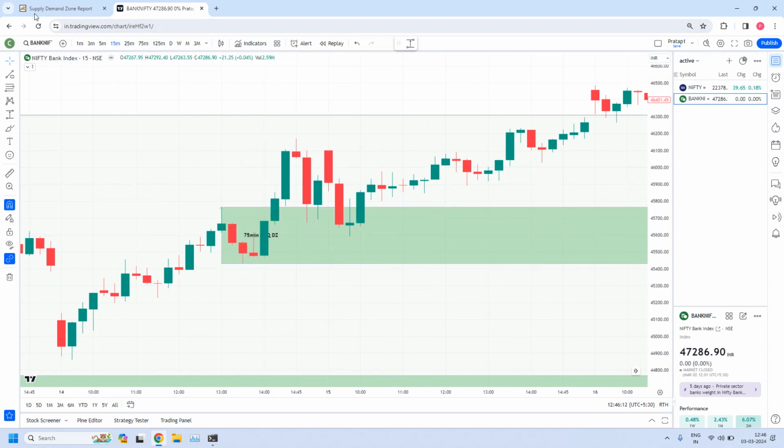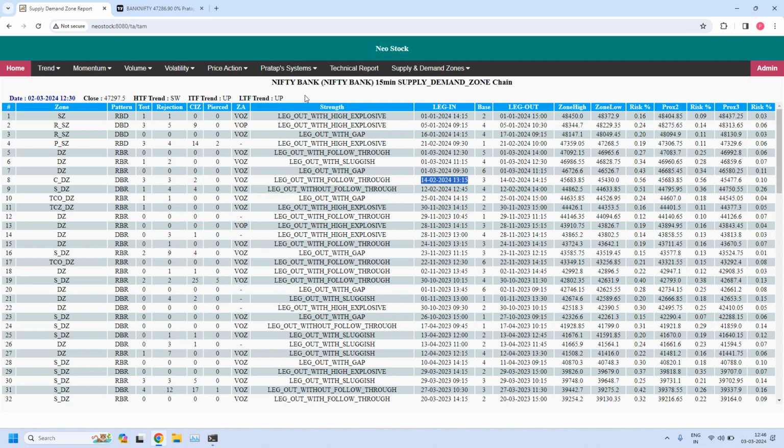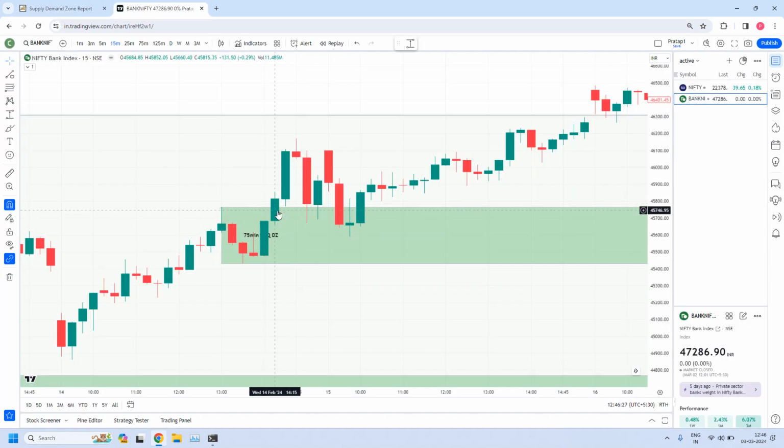Is it 15 minutes? Yes, 15 minutes. This is also 15 minutes. The C underscore DZ is on 14th February 1:15. Three base candles, 14th February 2:15. This is the 2:15 candle.